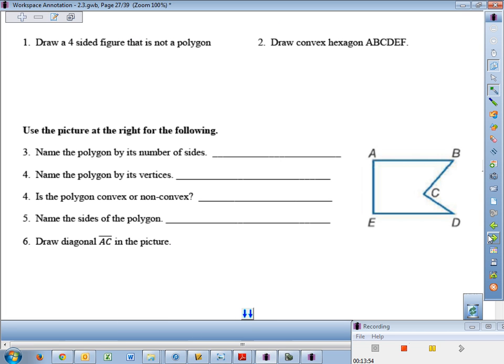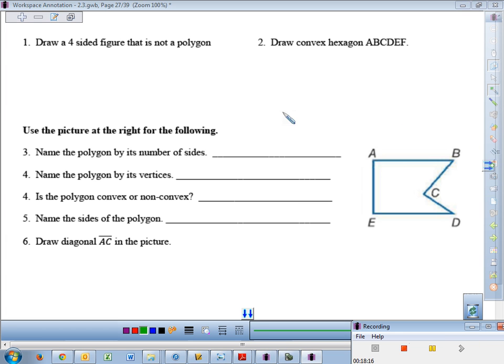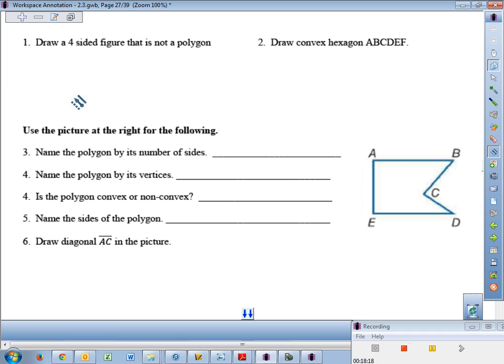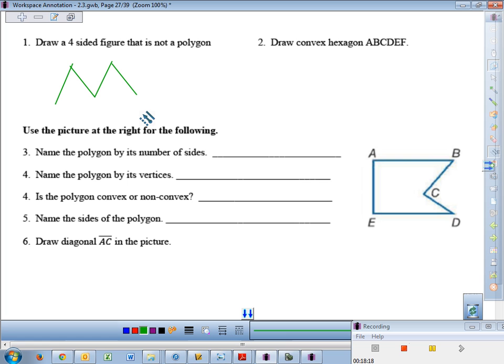Next, draw a 4-sided figure that is not a polygon. See if you can get that done with PAL. Draw a 4-sided figure that is not a polygon. Need a geometer. Need a straight edge. There are many, many options. My simple one right here: 1, 2, 3, 4. Got a 4-sided figure right there? And it's definitely not a polygon. What y'all drew, unless I told you specifically, those were fine.